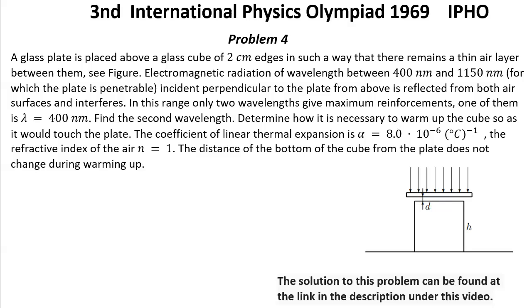Find the second wavelength. Determine how it is necessary to warm up the cube so that it would touch the plate. The coefficient of linear thermal expansion is alpha equal 8.0 by 10 to the power negative 6 per degree Celsius. Refractive index of the air n is 1. The distance of the bottom of the cube from the plate does not change during warming up.